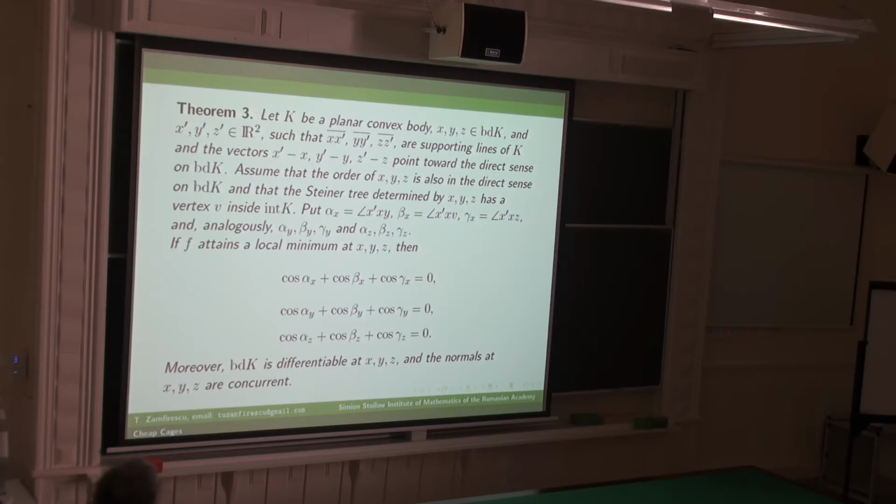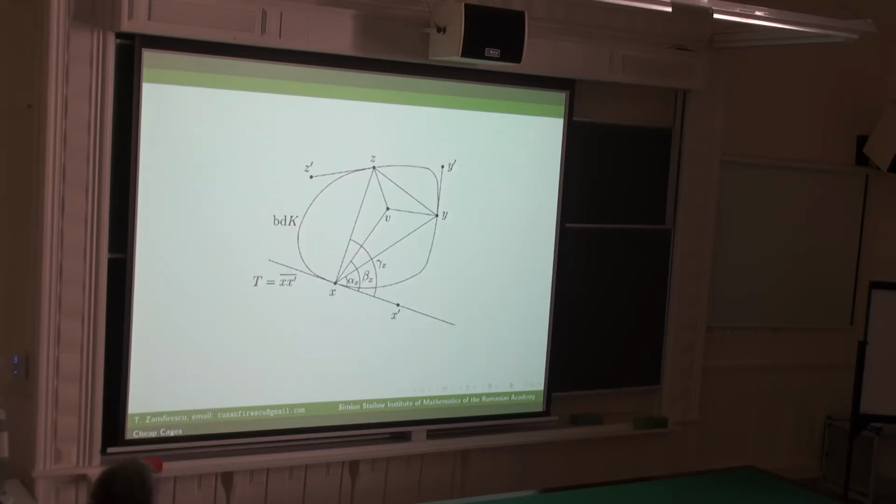Now, again, it's perhaps better to see a figure. There is a figure, not a very successful figure, but still better than nothing, to explain this theorem. You see, first of all, let's read here. We have a planar convex body, and we have assumed there's a Steiner tree determined by 3 points on the boundary, and it has a vertex V inside. Steiner tree has already minimality. If f attains a local minimum at x, y, z, then we have this, and we have this figure.